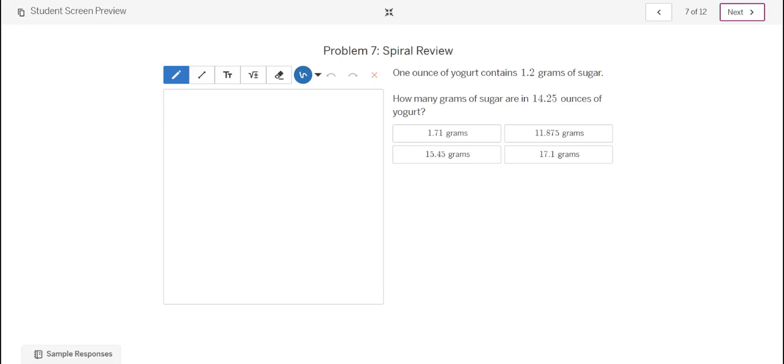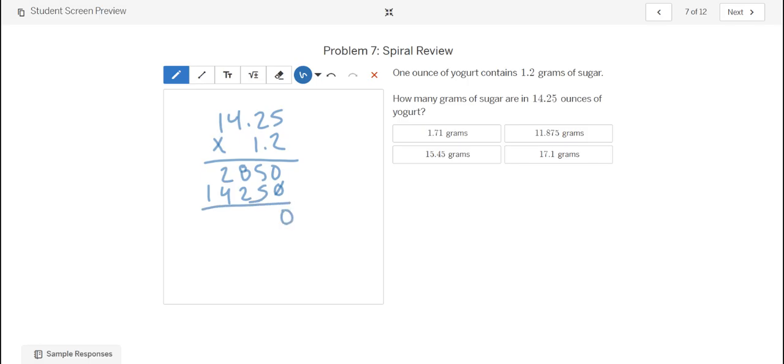1 ounce of yogurt contains 1.2 grams of sugar. How many grams are in 14 point? That's just a multiplication problem. So I've got 14.25 times 1.2, 2850 is times 2. I put a placeholder, 1425. I add that together, 1, 7, 1. 1, 2, 3 decimal places. I get 17.1 grams. 17.1 grams.